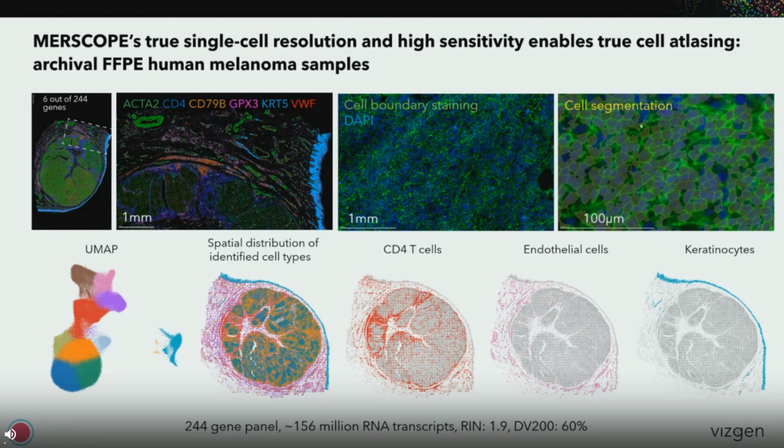And you can see the different clusters here. And then we were able to project these different cell types in space. And I'm highlighting 3 different cell types here, for example, CD4 T cells, endothelial cells, and keratinocytes in the melanoma. So showing really unique distribution here. And in this measurement, actually 156 million RNA transcripts were detected.